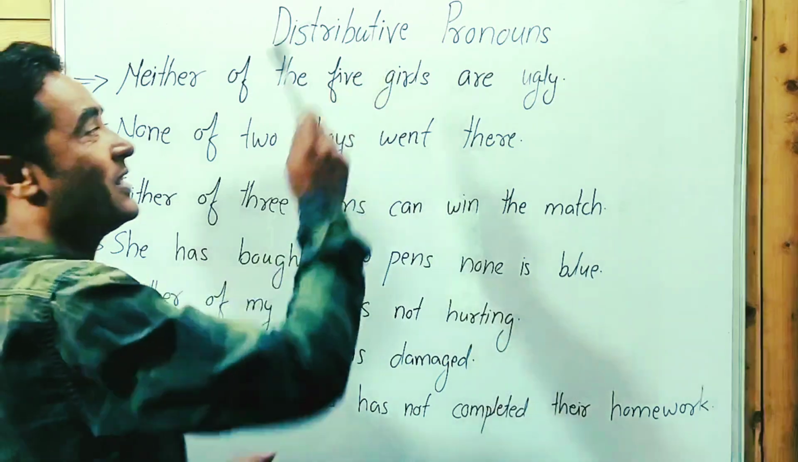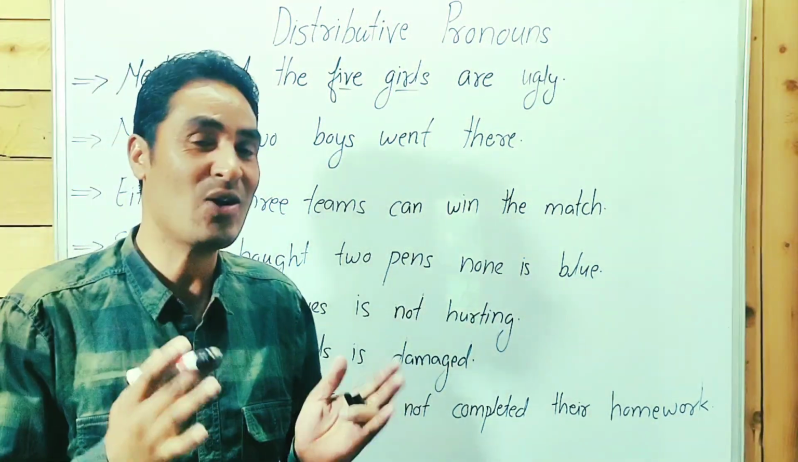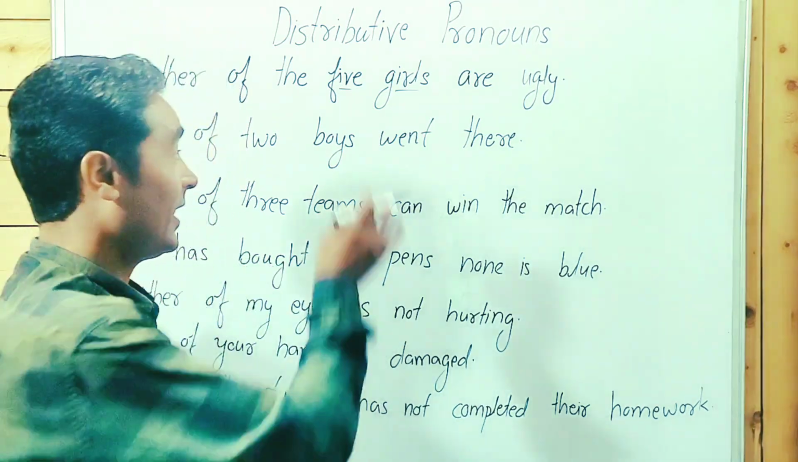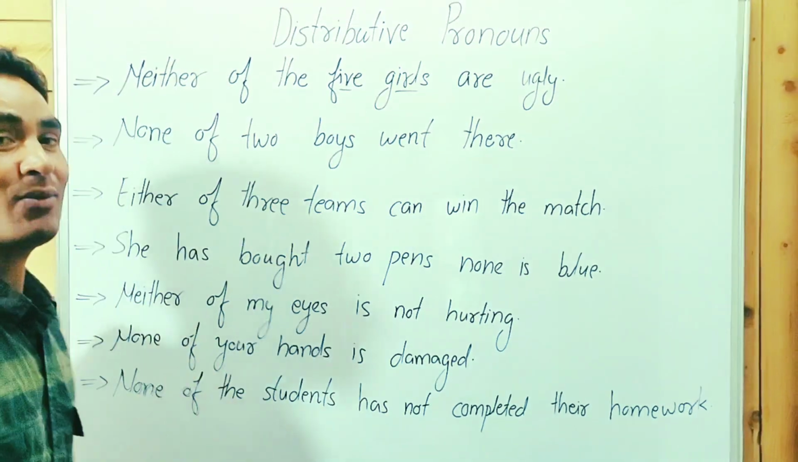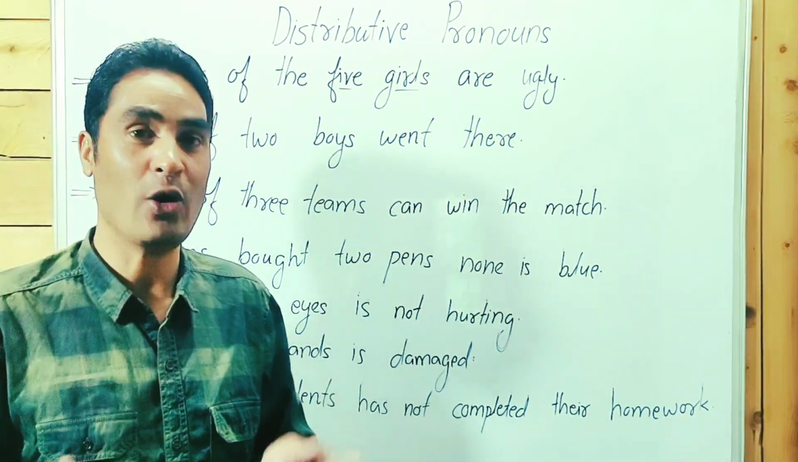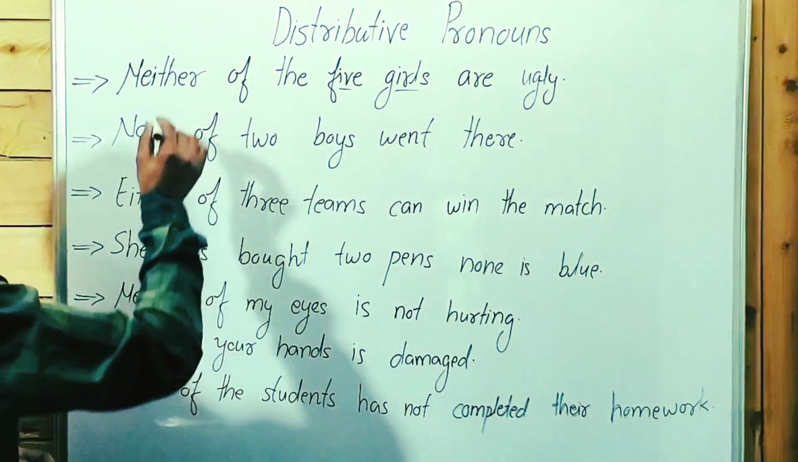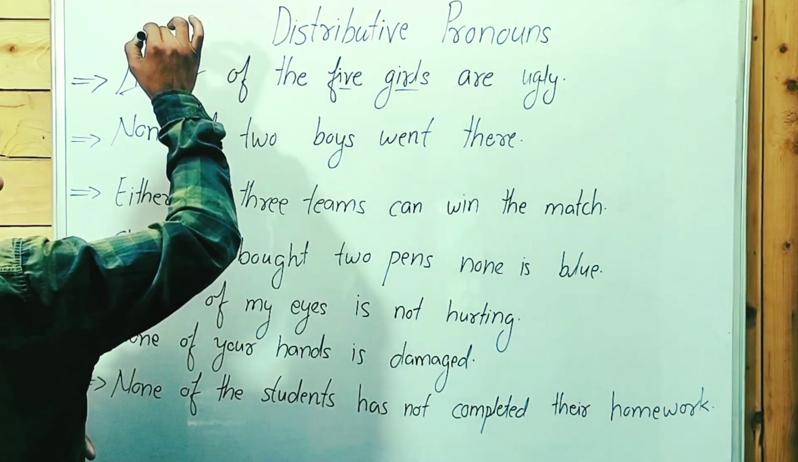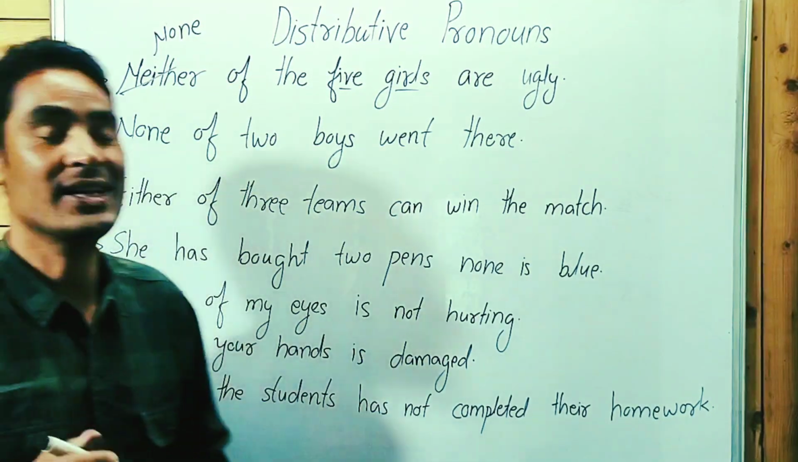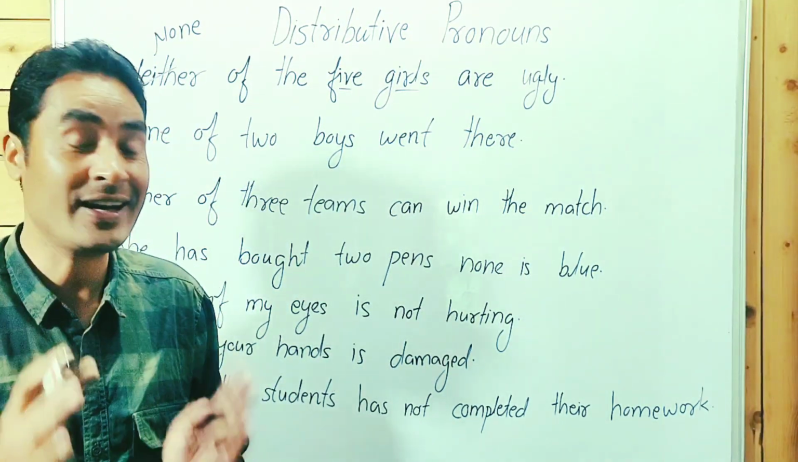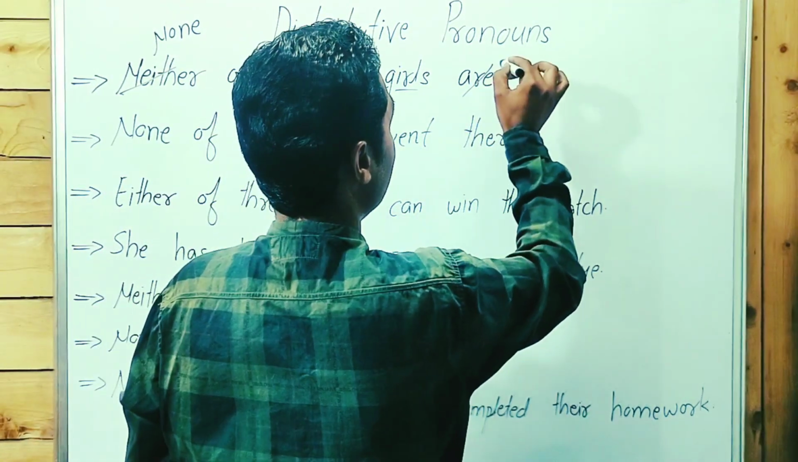Neither of the 5 girls are ugly. As you know, neither stands for 0 out of 2. Here in this sentence there are 5 girls, so with three or more people or things we use none, not neither. None of the five girls are ugly. None stands for zero out of many. In this case the verb is singular.